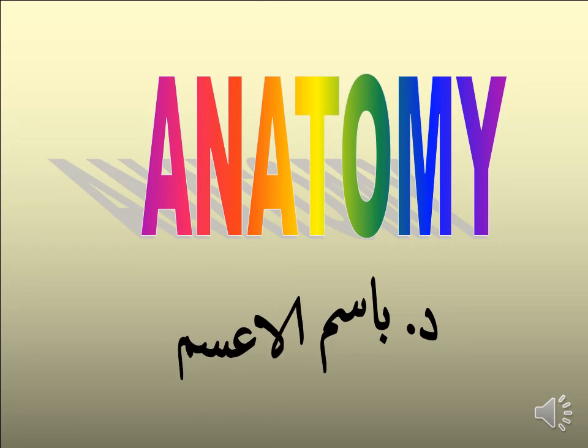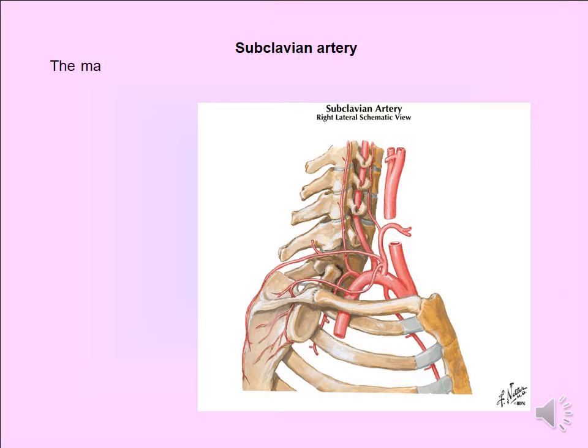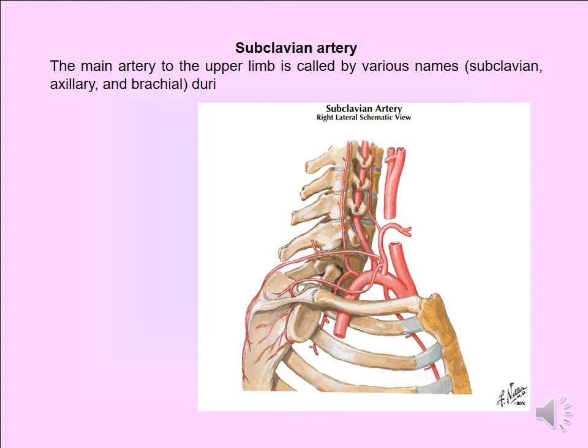نكمل محاضرات deep structure of the neck. وصلنا إلى blood supply of the neck ونكمل supply قلنا هو يبدي carotid artery, the main vessel in the neck, and the other vessel هو subclavian artery.